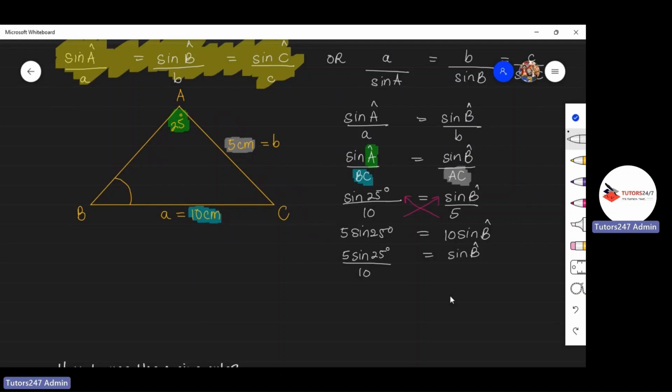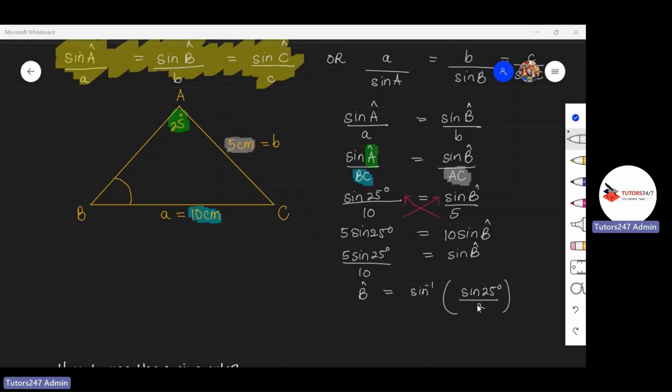We can now go and move sine to the other side, making it sine inverse. If you want to put sine inverse on your calculator, all you have to do is press shift, then press sine. It's going to look like a sine with a -1 and a bracket will open up. So that is then going to be angle B is equal to sine inverse of 5 over 10, which is going to be 1 over 2, times sine 25 degrees.